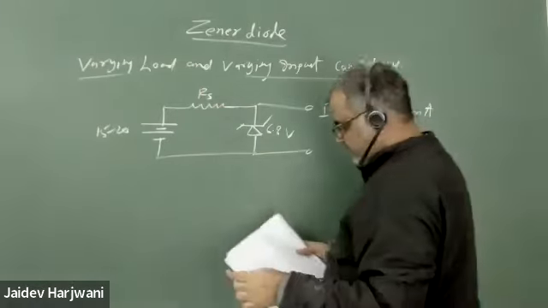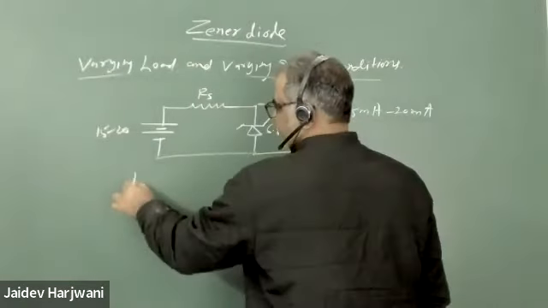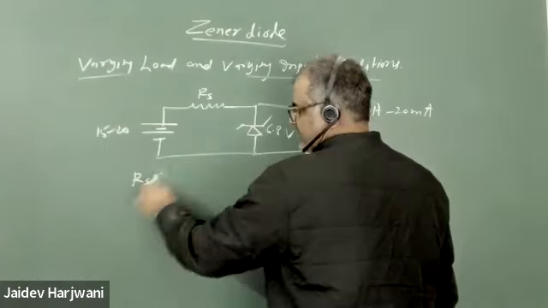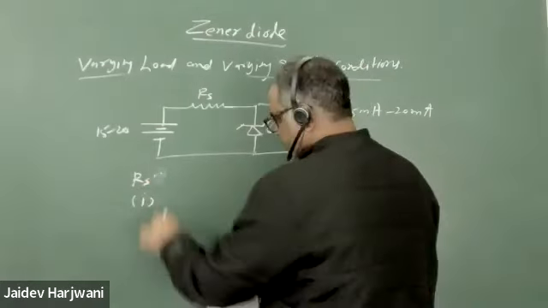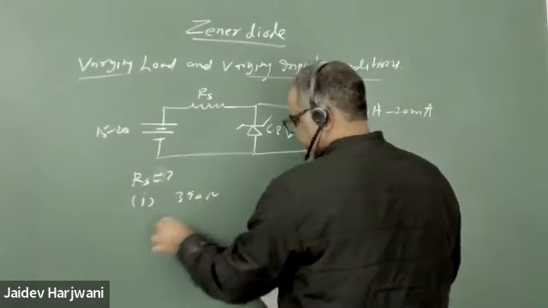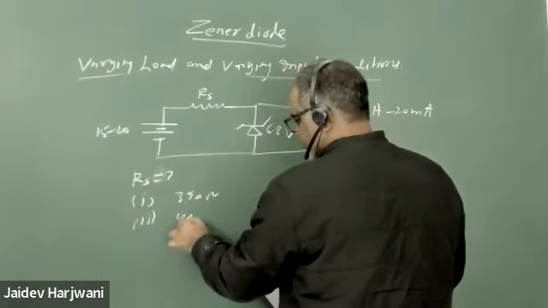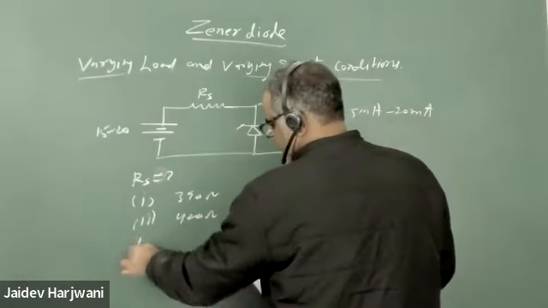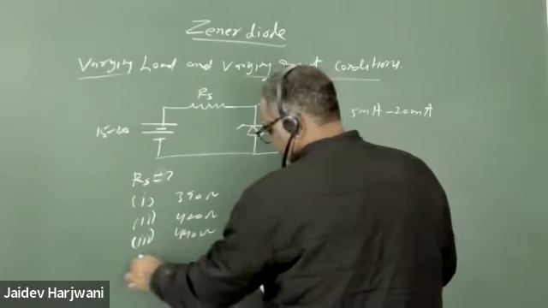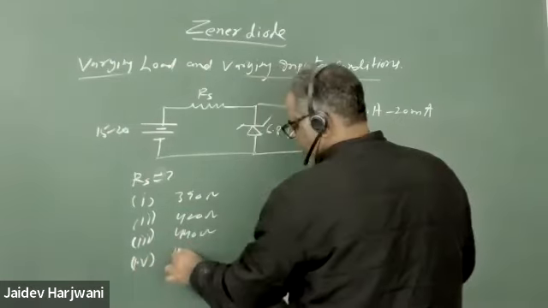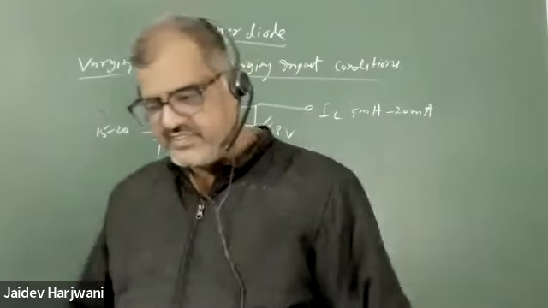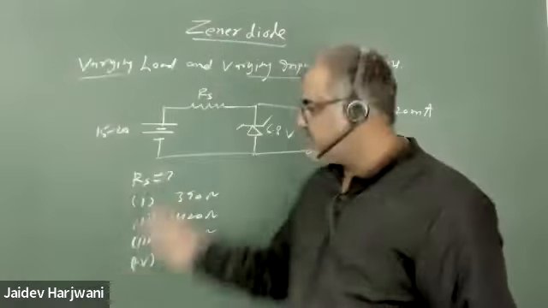So they are asking what is the value of RS. Which of the following options should be the value of RS? The options are 390, second is 420, third is 440, and the fourth option is 460. So you find which of the resistances is suitable for this circuit.